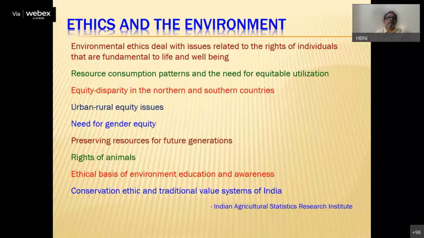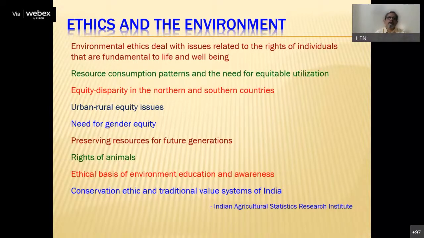What this concerns with is basically we get our resources from the earth, and then we consume these resources. Sometimes it so happens that people living in a certain part of the world consume more resources than other parts. So sometimes there is an inequitable distribution of consumption. So there is a need for equitable utilization.